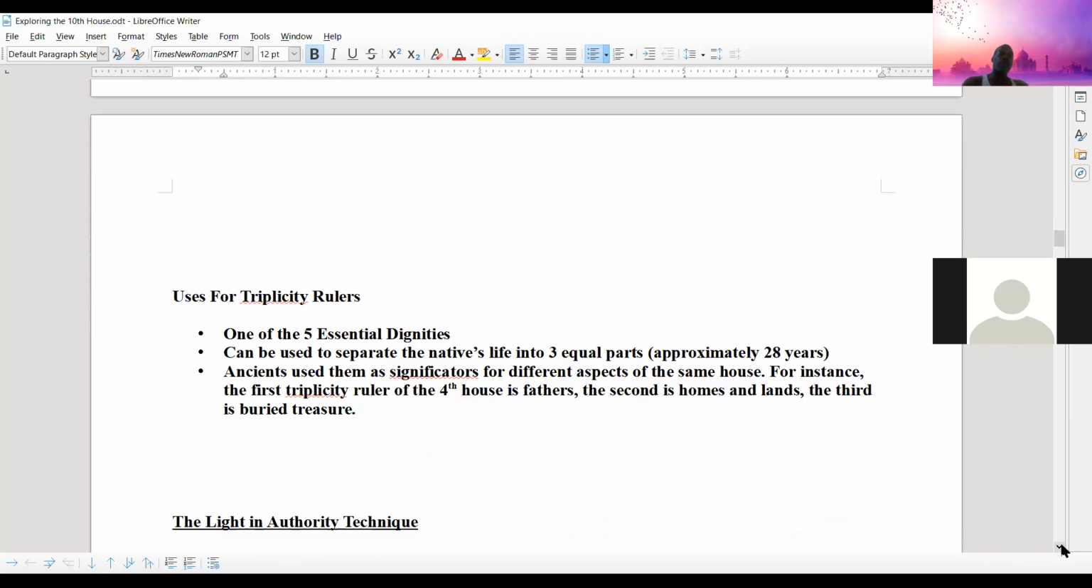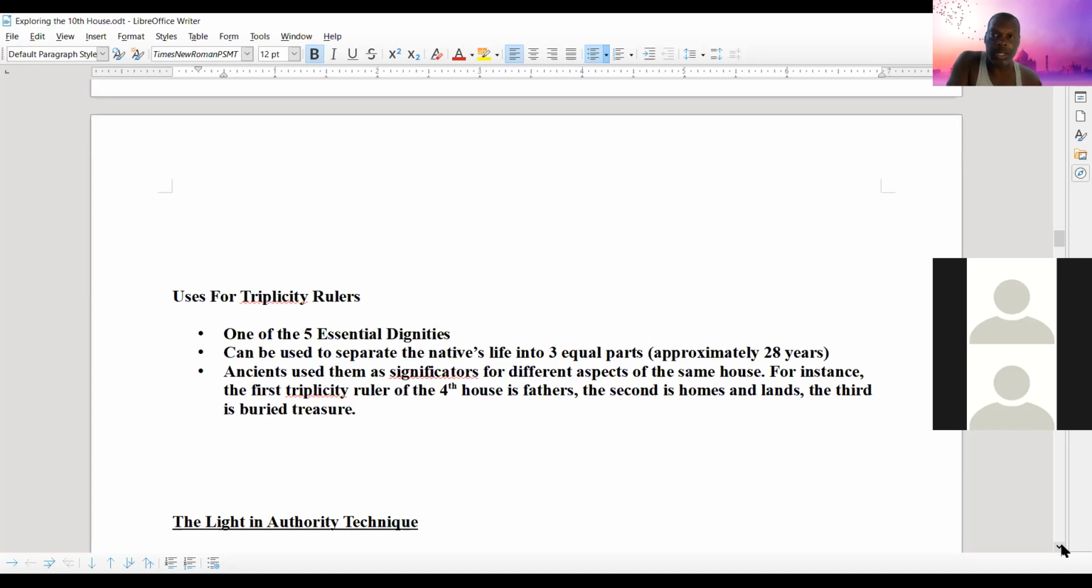Okay, first of all, they're one of the 5 essential dignities, so they end up kind of fortifying a planet by the planet being there. The other is they can be used to separate the native's life into 3 equal parts of approximately 28 years. And you can do that, mind you, for every house.